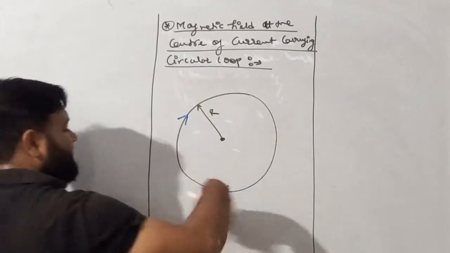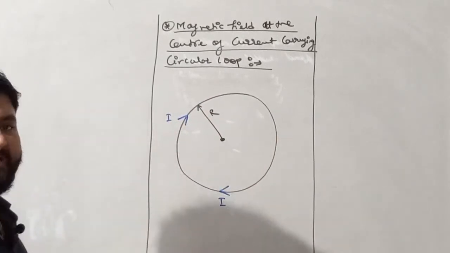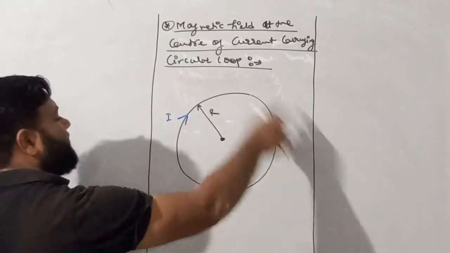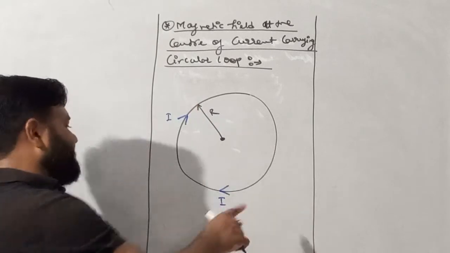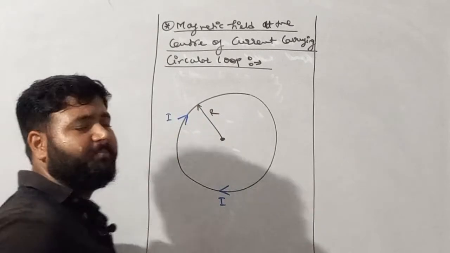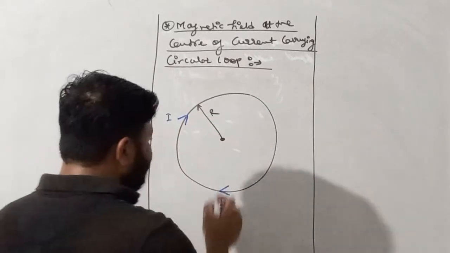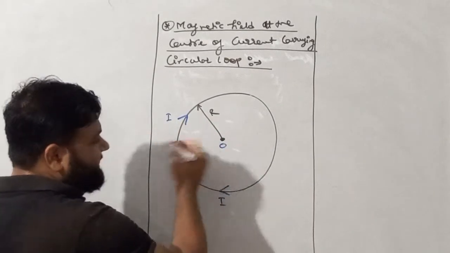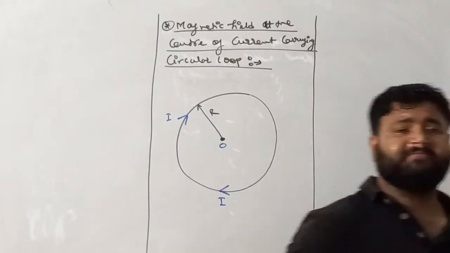So let's suppose the current is flowing in this current carrying circular loop, and this loop is made up of wire whose radius is r. In this current carrying circular loop, current I is flowing anti-clockwise. Now we have to find the magnetic field at the center of this current carrying circular loop by using Biot-Savart's law.